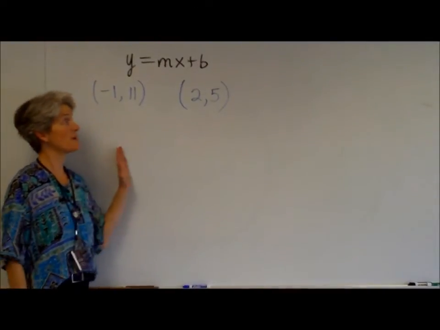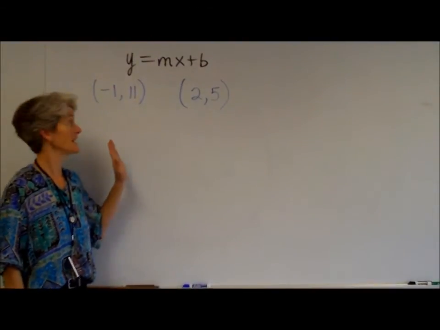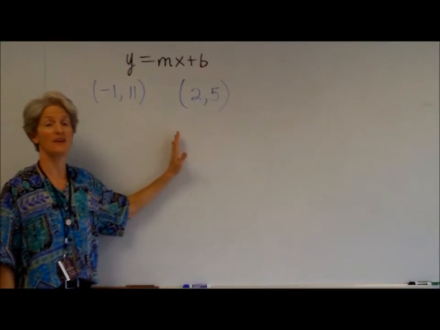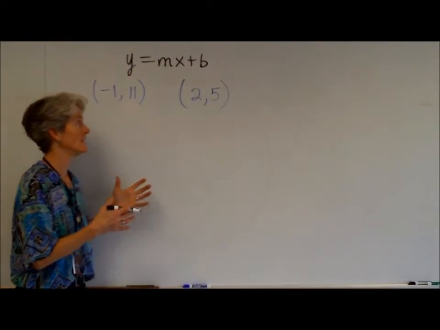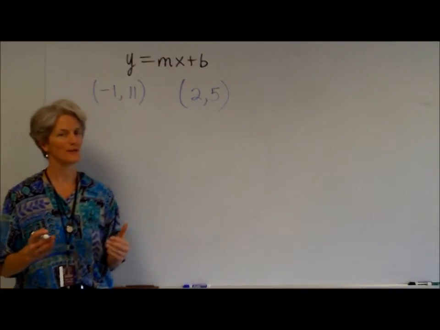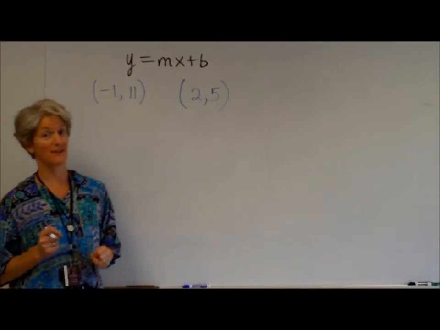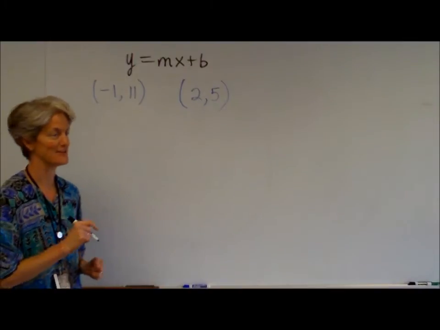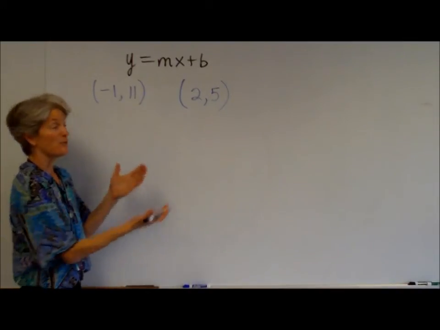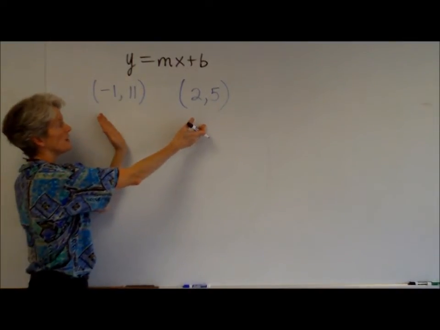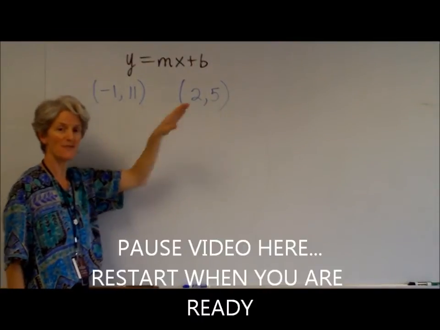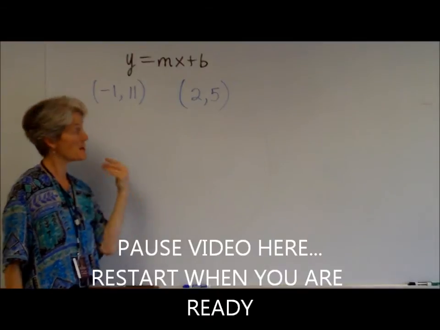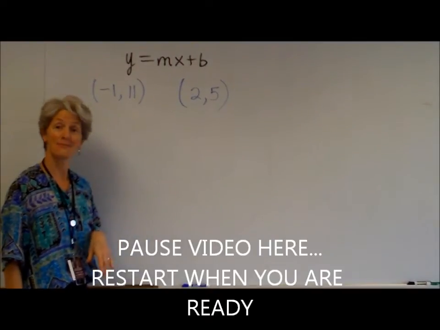Okay, so tomorrow's daily quiz, we're going to give you 2 points and have you find the equation of the line using a system of equations, using this new strategy. And you'll see why we're doing this, perhaps, in our work with power functions. It's a little hint. All right, so here are your 2 points, negative 1, 11, second point 2, 5. Why don't you turn this video off, try it on your own, then come back and see how you did.